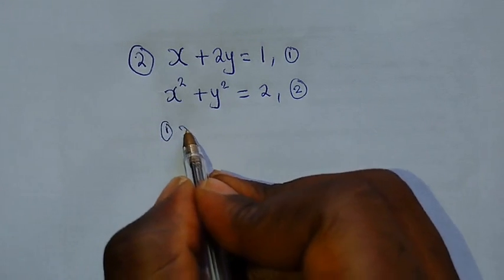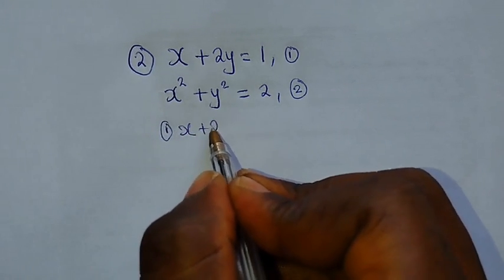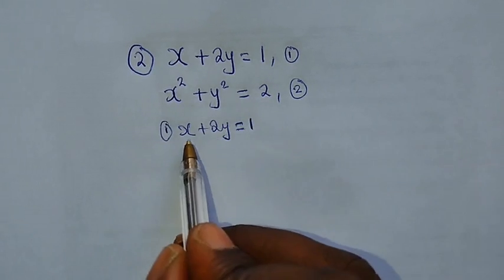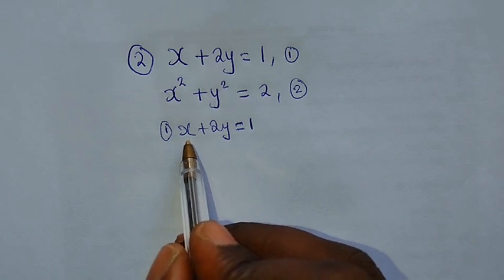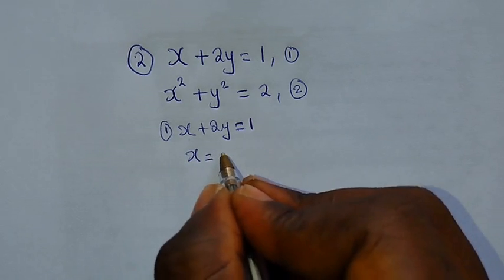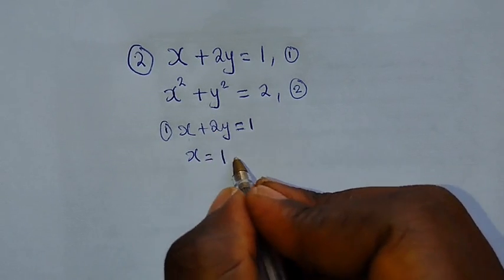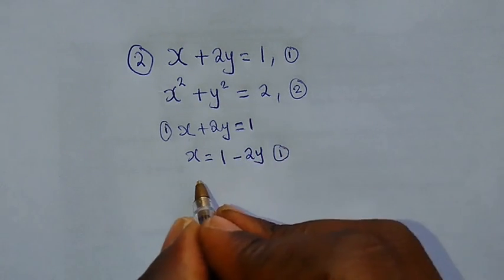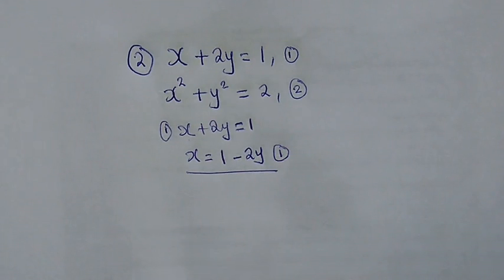So equation 1 is x plus 2y is equal to 1, okay? So since the coefficient of this x is 1, make it the subject of the formula, which will be x is equal to 1. This is positive 2y, it will be negative 2y, okay? So for equation 1, we have made x the subject of the what?